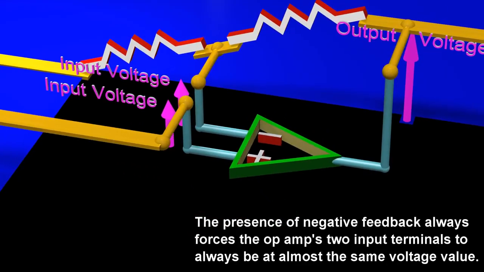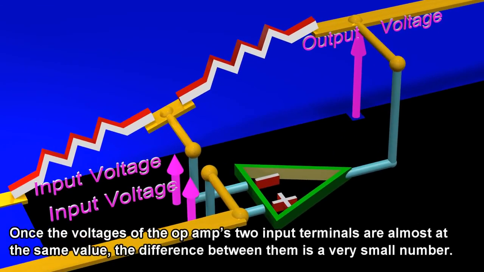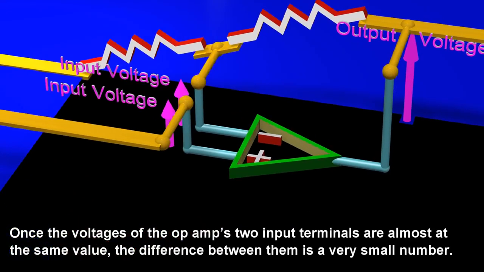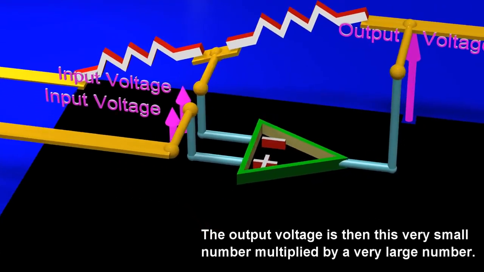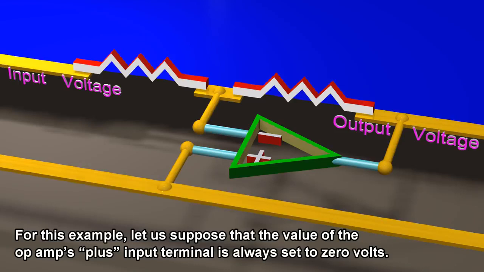Because of the negative feedback, we are getting it like this. So the difference between the two input terminals is very small. The output is the multiplication of that very small number and that very large number.